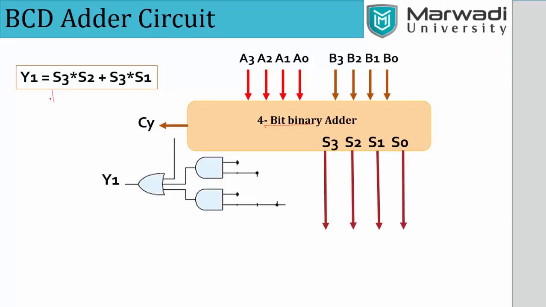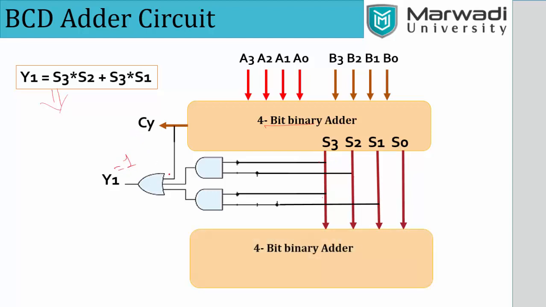This is the circuit we got from the previous truth table, for the invalid BCD number. Here the inputs connect to S3, S2, S3, S1 and the carry. That means if the carry is 1 or if any of these conditions is 1, then y1 will be set to 1. If y1 is 0, it indicates it's a valid BCD number. But if y1 is 1, it indicates it's invalid. That means you need to add 6 to that number.